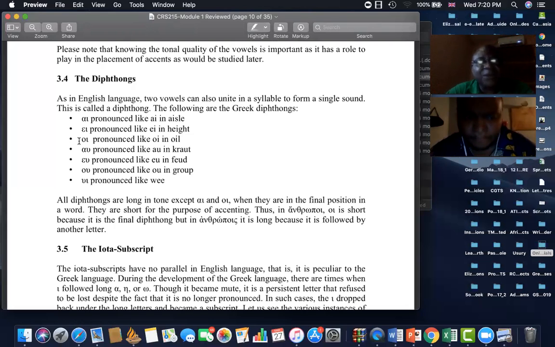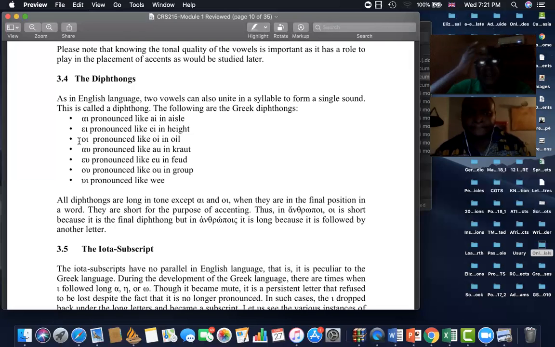Now, all diphthongs are long. Remember, there are two vowels joined together, so they are always long, except ai and oi, and that is when ai and oi form the last letter of a word.